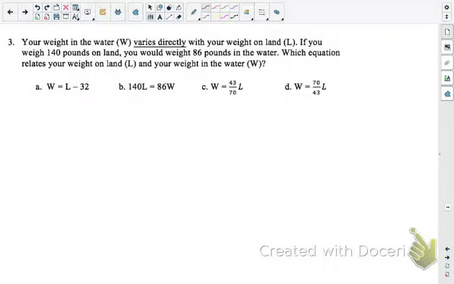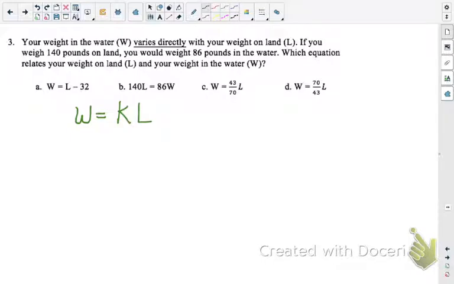The next question is a direct variation question. It says your weight in the water, W, varies directly with your weight on the land. I helped you out by underlining things, but you need to learn to do that on your own. The moment I read that sentence, it tells me that I have W equals K L, where K is my constant of variation. It's my slope. So I need to find the value of K.